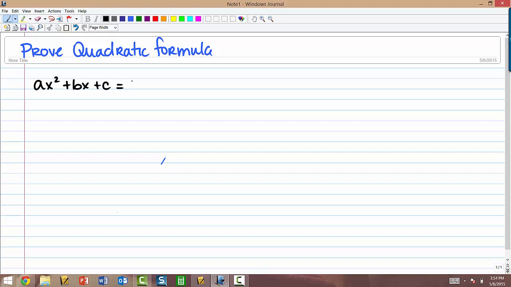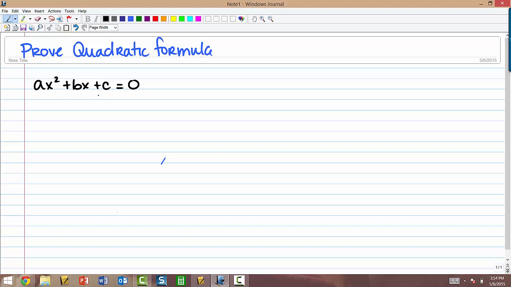All right, let's prove the quadratic formula. In order to prove this formula, we need to start with the standard form of a quadratic equation, which is ax squared plus bx plus c, and it equals 0. So we're going to do this by completing the square.